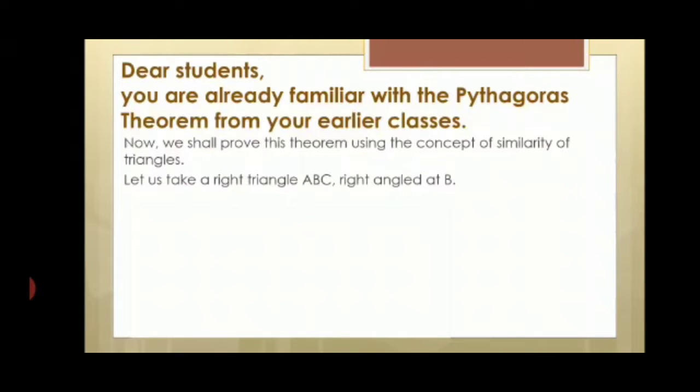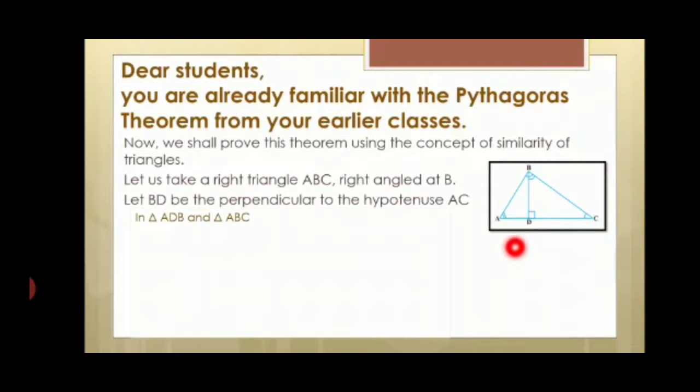Now, let us take up a right triangle ABC, right angled at B. In this triangle ABC, angle B is equal to 90 degrees, and I have made a construction. I have drawn BD perpendicular to the side AC. Let us take up the two triangles, triangle ADB and triangle ABC.